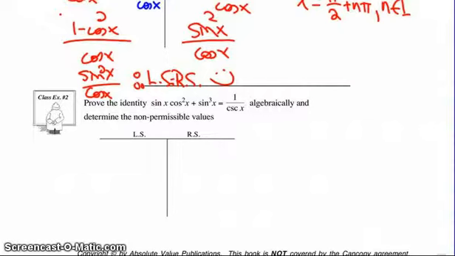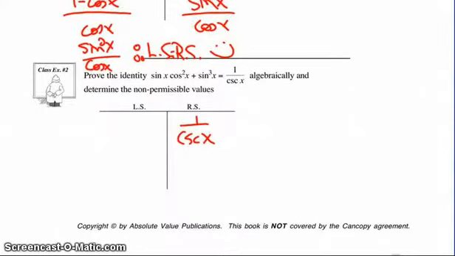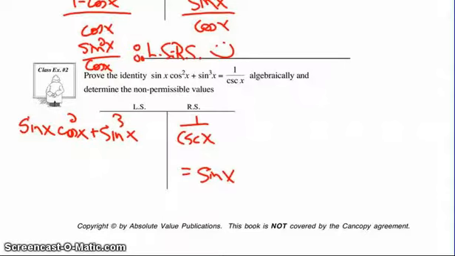So this one's a little bigger. Clearly, the easiest side is the right side, which is fairly simple, so there's nothing really to do there. 1 over cosecant x, that would just be the reciprocal, right? Cosecant is 1 over sine, so if you took the reciprocal, this is actually just equal to sine x. So can we simplify that whole left side into something as beautiful as just sine x? Well, we've got some work to do because we're starting off with sine x cos x squared plus sine x cubed.